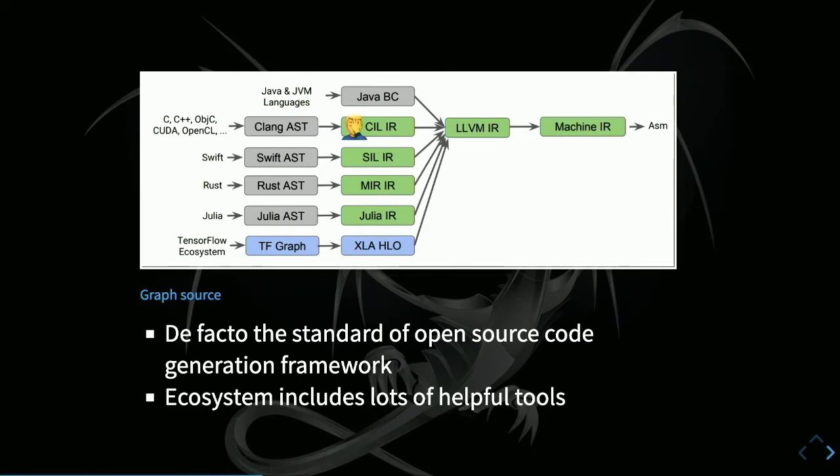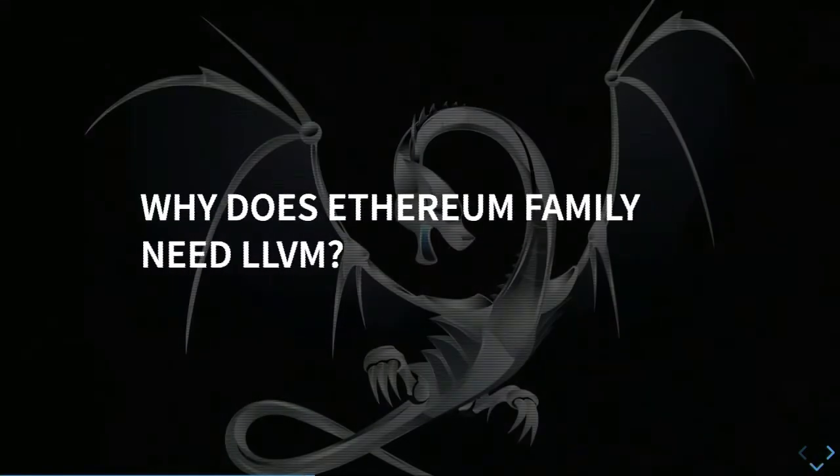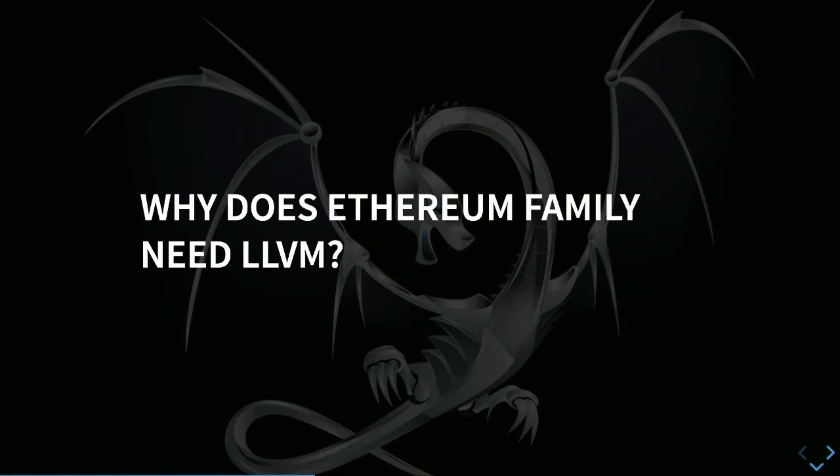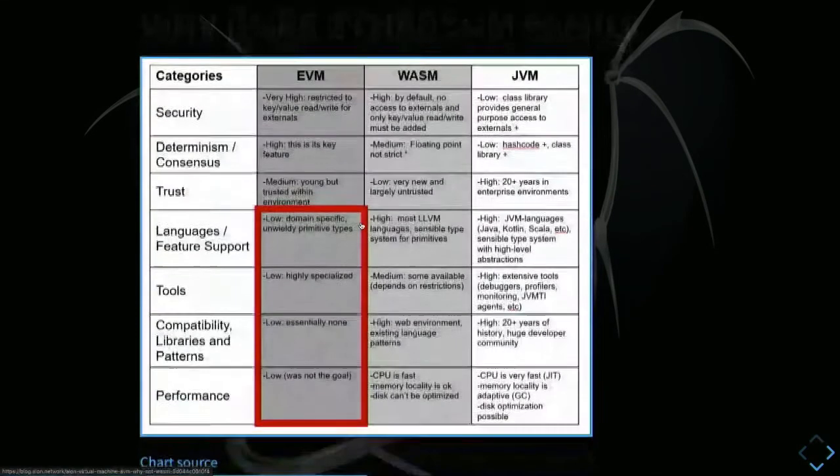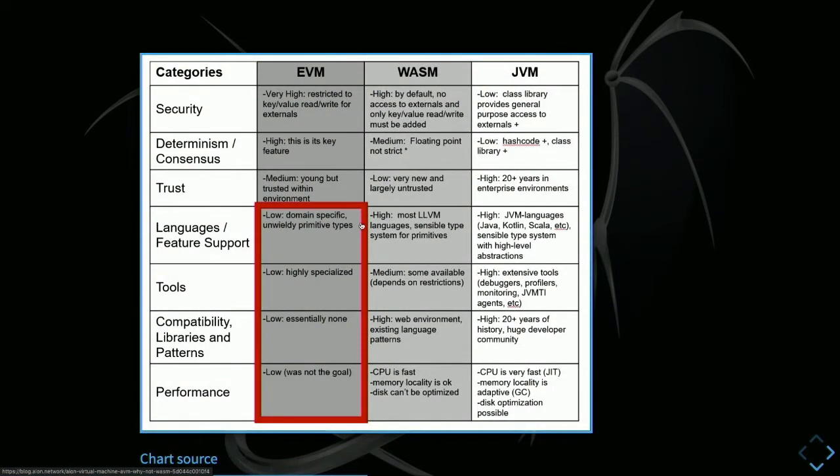It has a huge ecosystem, and we want to bring that ecosystem to the blockchain world. I think this is one of the early tries that we do this. So why does the Ethereum family need LLVM today? Because if you take a look at the comparison chart here, it tries to compare the different runtime systems: EVM, WASM, and JVM.